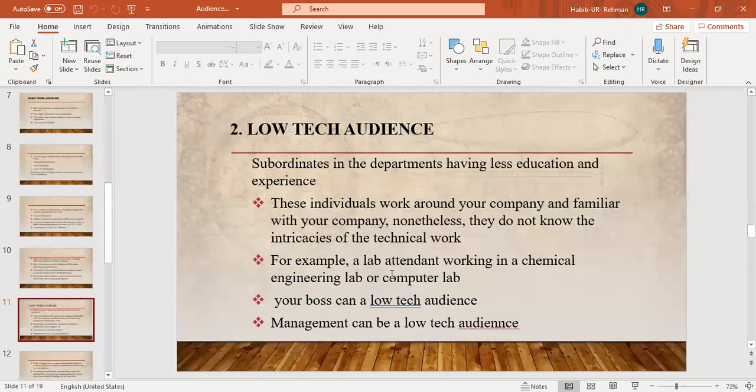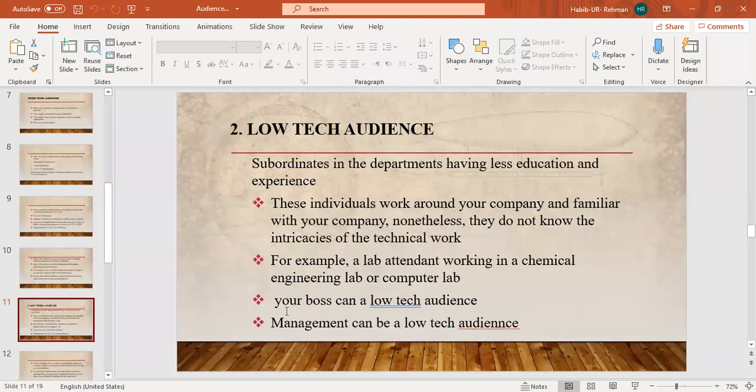For example, a lab attendant working in a chemical engineering lab or a computer lab is a person who works as a technician or computer lab assistant under your command, but he doesn't have a CS degree, he doesn't have CS experience, he doesn't know in detail the terminologies or technical complexities of your field. Though he works with you, though he knows a little bit about your field, he is not an expert of your field. So that is why that kind of audience is low tech audience. All right.